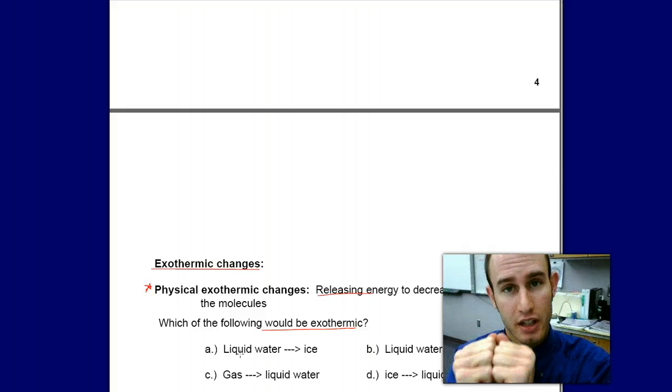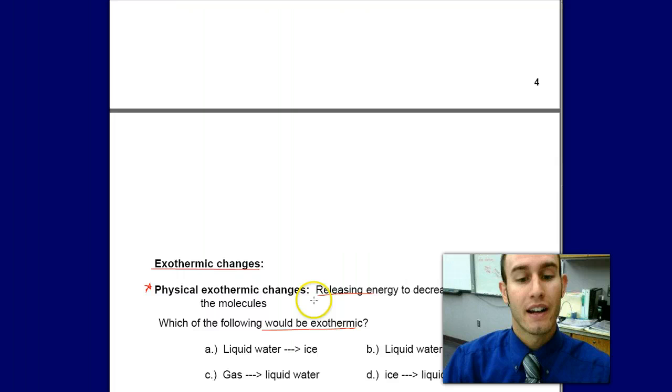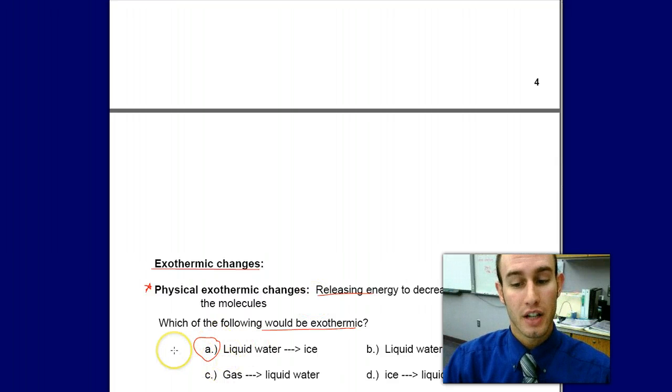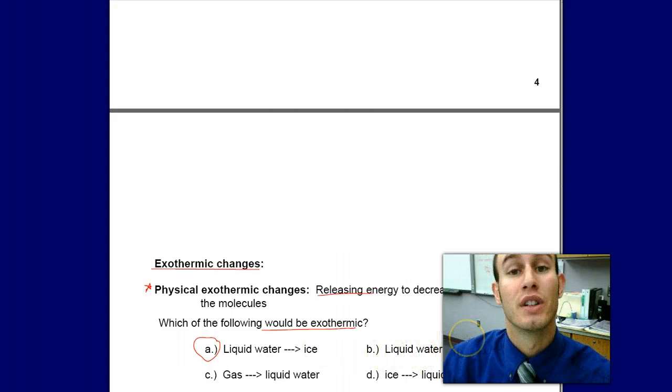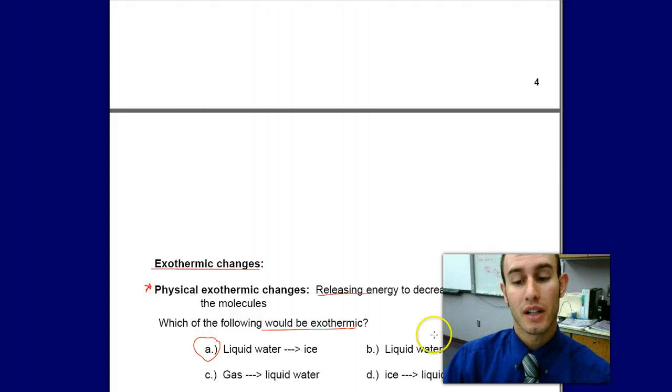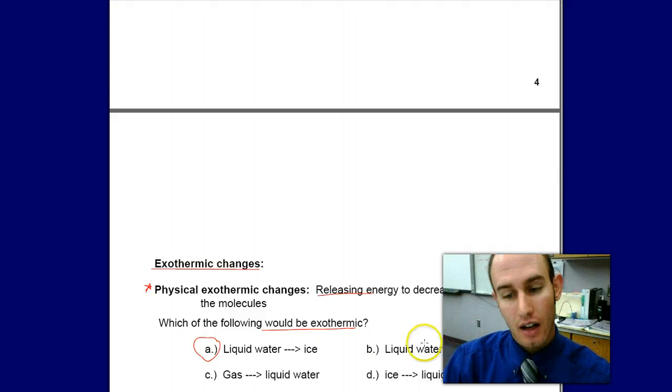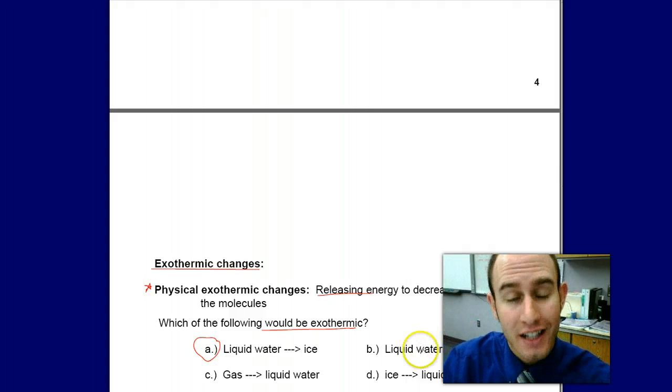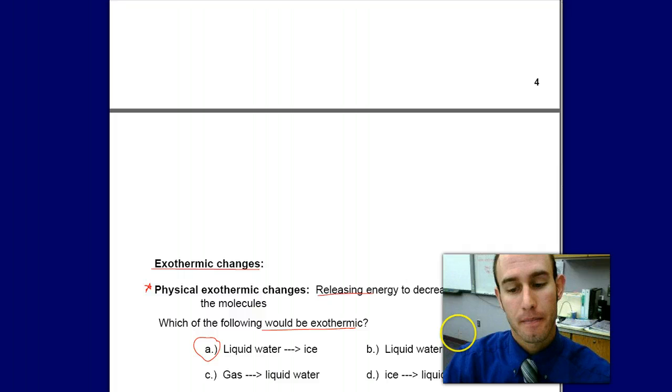They've lost energy, they've slowed down, and that is what an exothermic change is. So A here is an exothermic change. B, liquid water turning into a gas, like we saw above in the previous example, is endothermic, because if I add energy to the water, it changes phase into a gas.